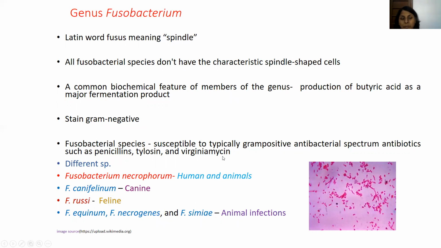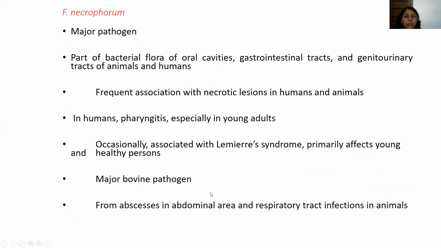Different Fusobacterium species are there. Of them, Fusobacterium necrophorum is the main species, which is pathogenic for humans as well as animals. Apart from this, Fusobacterium canifelinum is pathogenic for canines. Fusobacterium russii is for felines, and other species are Fusobacterium equinum, Fusobacterium necrogenes, and Fusobacterium simiae. Fusobacterium necrophorum is the major pathogen, and it is present in the oral cavity, gastrointestinal tract, and genital tract of the animals and humans.